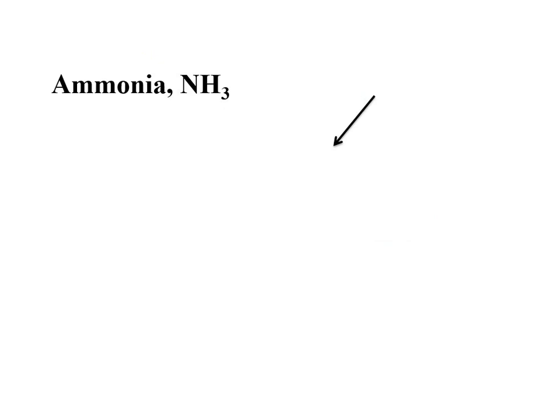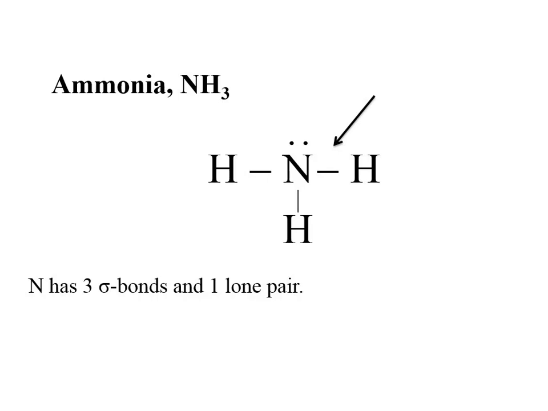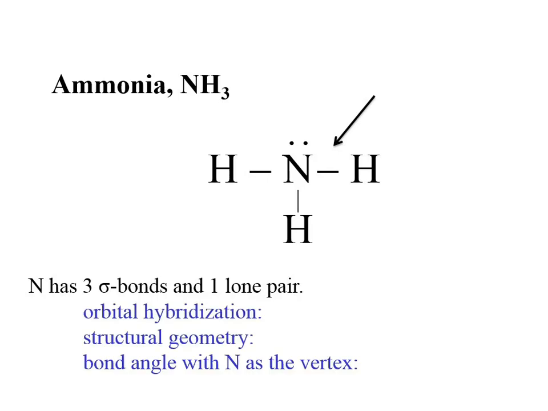So then skipping ahead, I thought we'd take one more look at what we did in lab. Actually, we did this one. The nitrogen has 3 sigma bonds and 1 lone pair of electrons, so we're looking at 4. So you're looking at sp3 orbital hybridization.